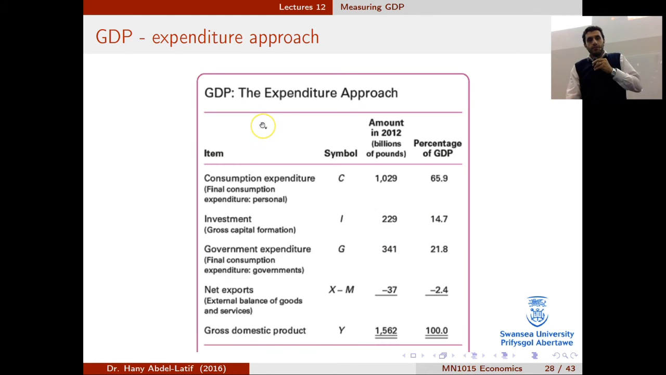Okay, so now this is just an example of how we look at the expenditure approach. What you see here is the consumption, investment, government spending, and X minus M, which is the net export. What you need to do is to add these together. This will give you the gross domestic product, the GDP, according to the expenditure approach. So you sum up consumption, investment, government spending, and net exports.